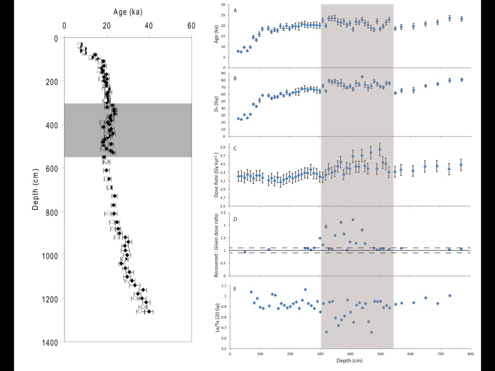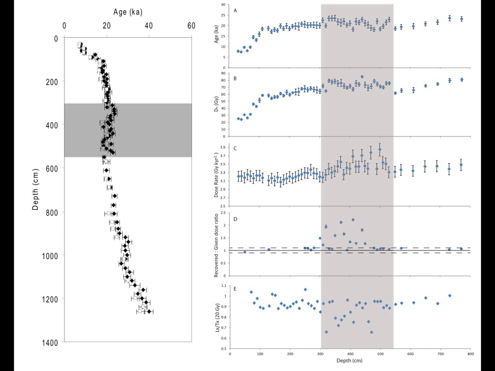So we originally sampled the site for high resolution, 10 to 20 centimetre sampling interval, luminescence dating, optically stimulated luminescence dating. The results of that are shown on the left hand side figure, which show the luminescence dates with depth to give us an age model for the site.